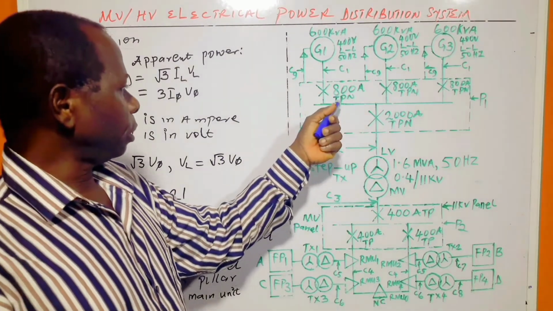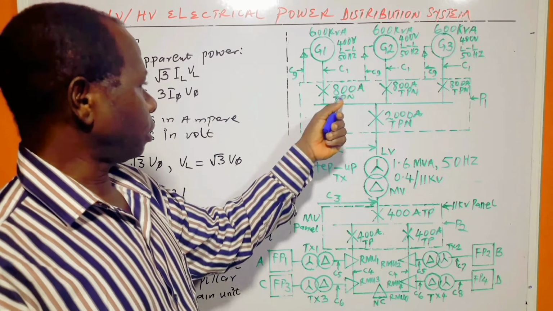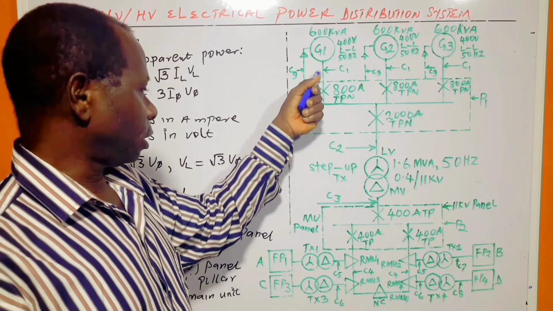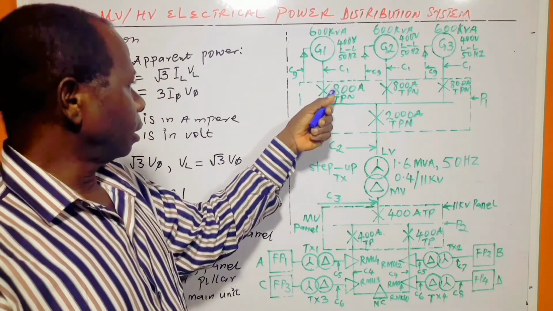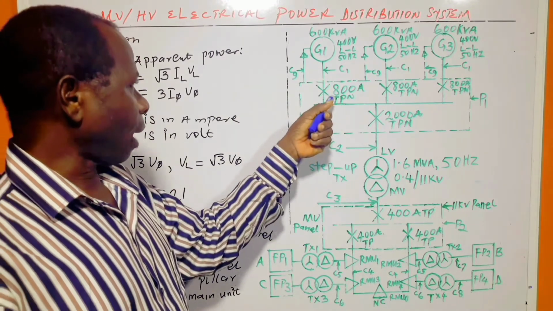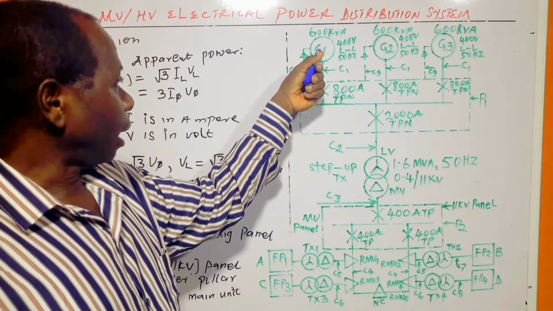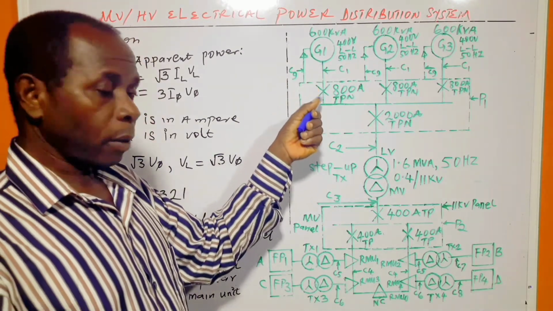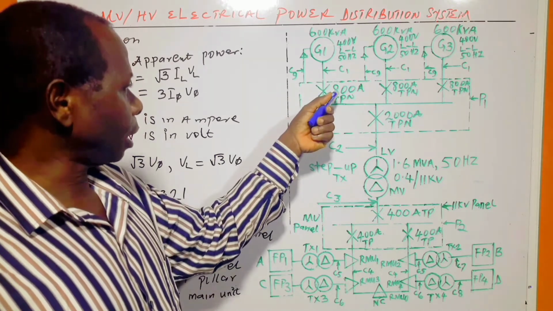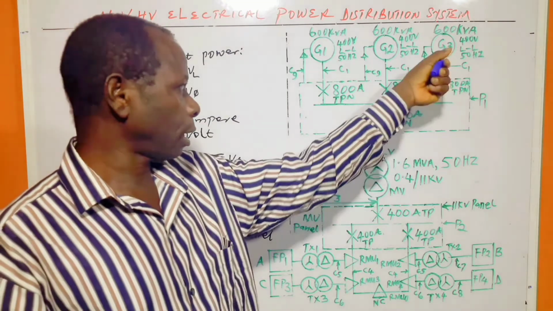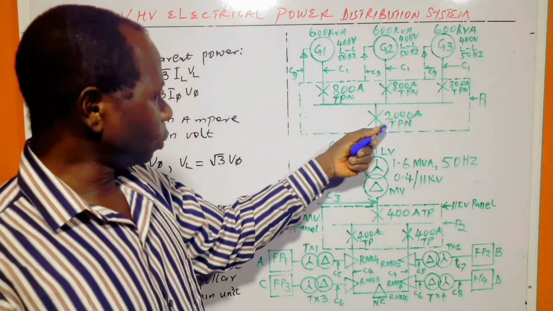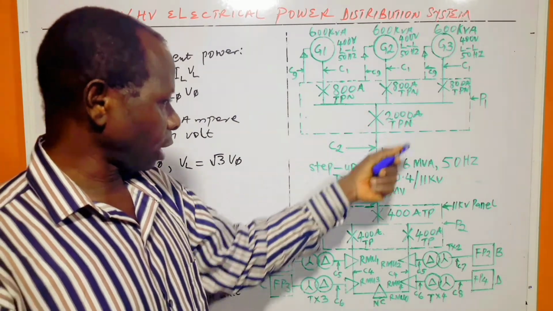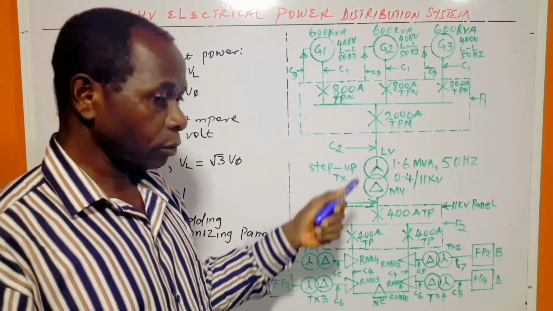This MCCB circuit breaker, 800 amp triple phase with neutral, is protecting this generator. It makes sure that power more than what the generator can supply is not drawn from the generator. That is protecting the generator. So 800 amp, this one is also protecting this. And the 2000 amp triple phase with neutral MCCB circuit breaker is protecting this transformer.